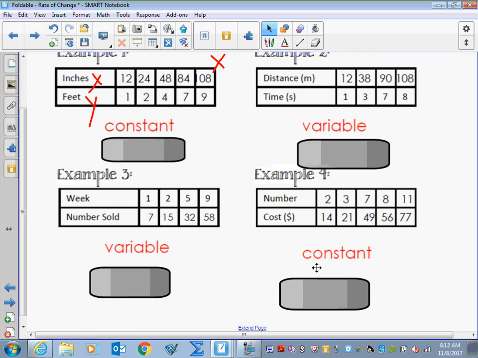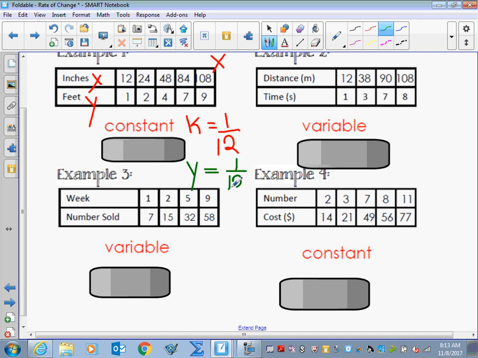So looking at the ones that were constant. So this one was a constant of 1/12. What is the direct variation equation? So if I know the constant is 1/12, what is the direct variation equation? Y equals 1/12 x. And you have to know that for this unit as well. So we'll be revisiting direct variation. So this is something that you cannot forget.